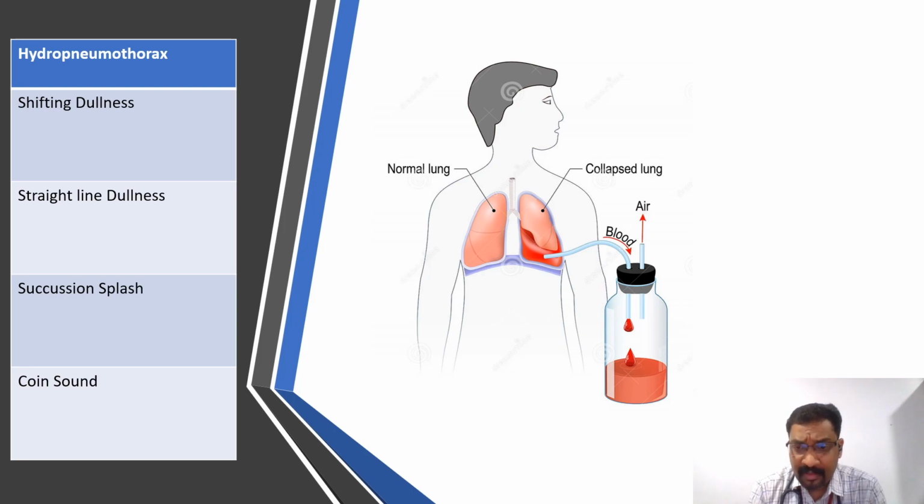So whatever it is, whether it is a significant pneumothorax, a tension pneumothorax, or a hydropneumothorax, the main way in which you relieve this is by inserting an ICD. So I think with this, I come to the end of this short clinical discussion.